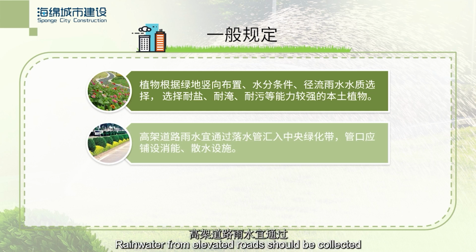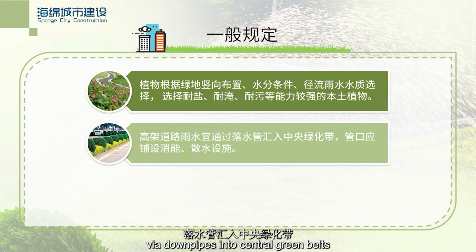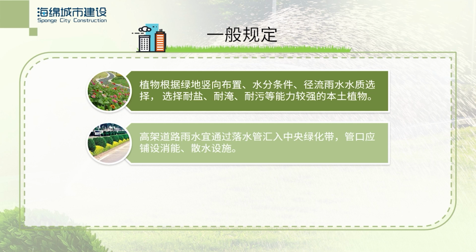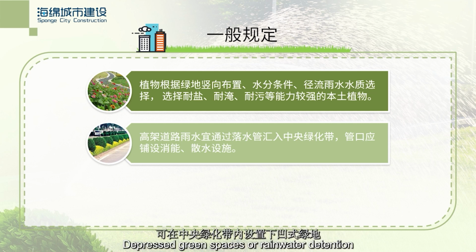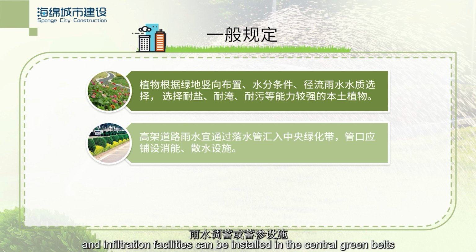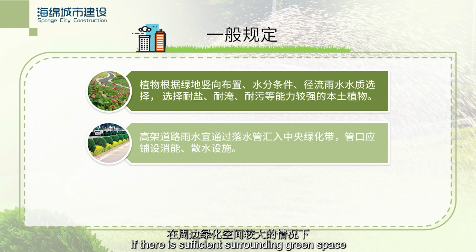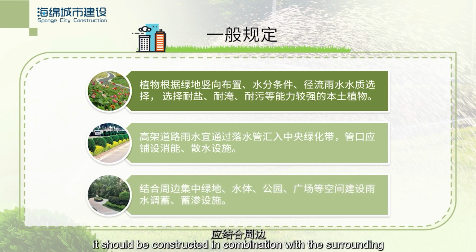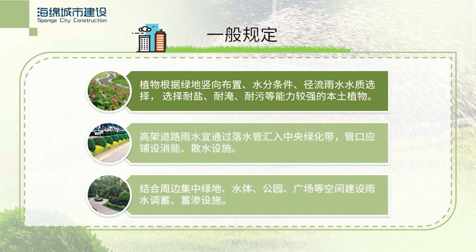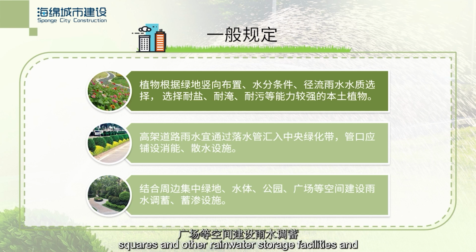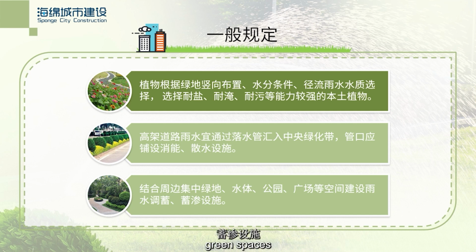Rainwater from parks and rainwater from elevated roads should be collected via downpipes into central green belts, with energy dissipation and dispersal facilities at the pipe outlets. Depressed green spaces or rainwater detention and infiltration facilities can be installed in the central green belts. If there is sufficient surrounding green space, it should be constructed in combination with the surrounding concentrated green spaces, water bodies, squares and other rainwater storage facilities and green spaces.